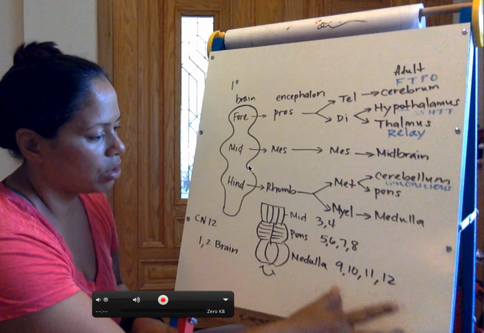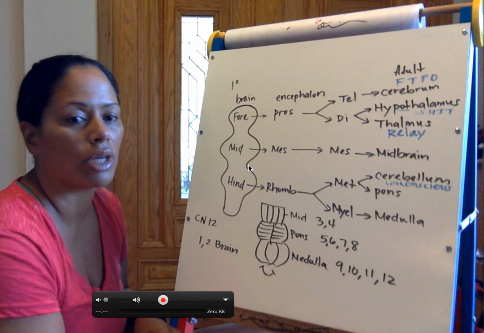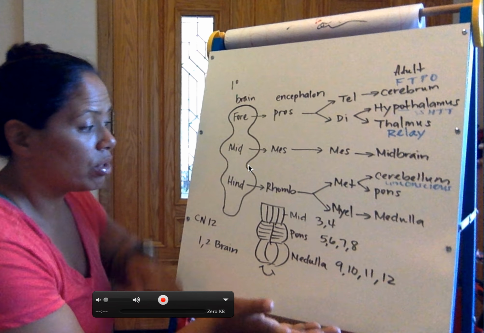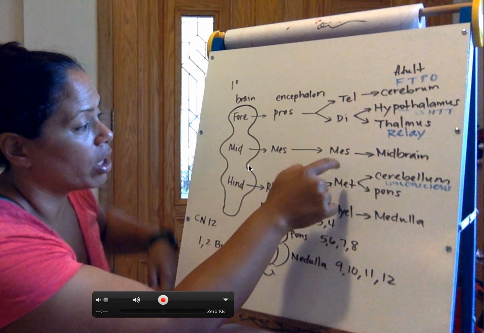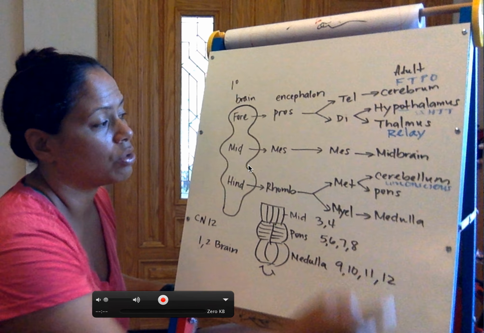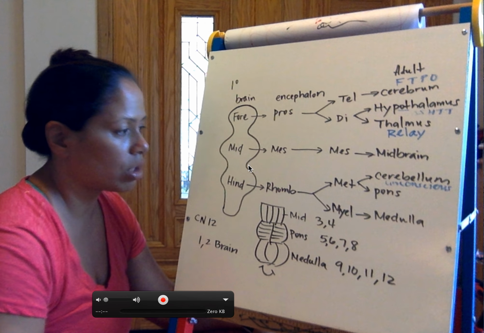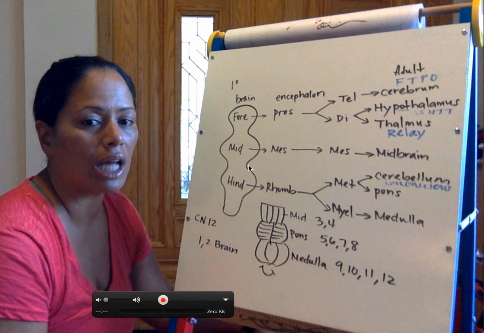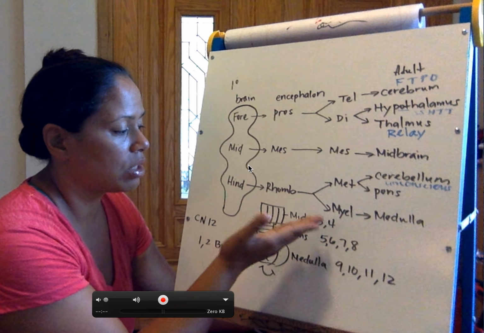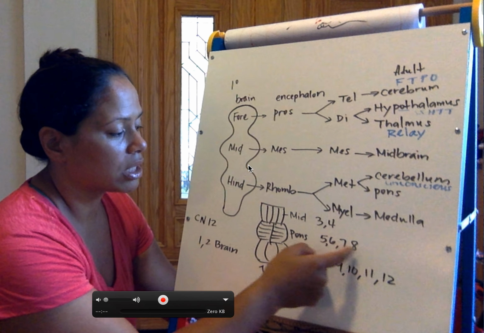And then 3 through 12, we'll cover that later when we do cranial nerves and we'll actually name them. But now you know where they originate. You know what the function of the midbrain, pons, and medulla are in general. There's other structures, but for the level of our class, we're going to stick to simply knowing 3, 4, 5, 6, 7, 8.